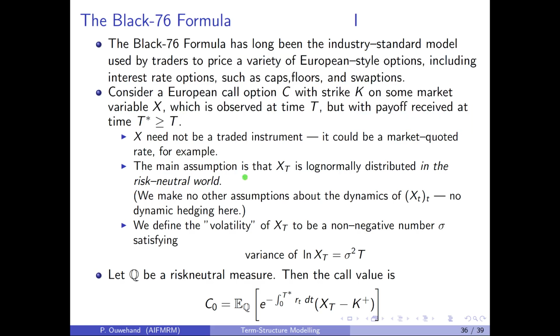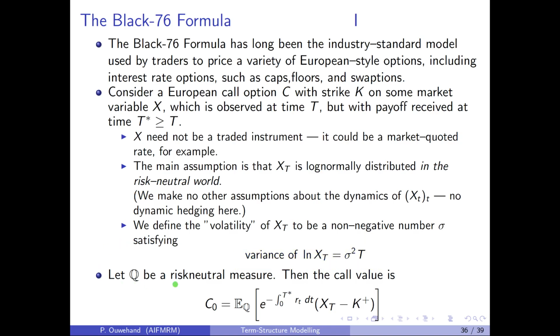The main assumption is that X_T is log normally distributed in the risk-neutral world. We will make no other assumptions about the dynamics of X here. There is no dynamic hedging here. In other words, there is no arbitrage argument that leads to the Black 76 formula. We define the volatility of the random variable X_T to be a non-negative number sigma satisfying the following equation: the variance of log X_T is sigma squared times T.